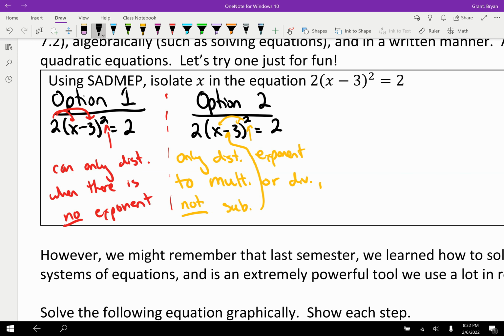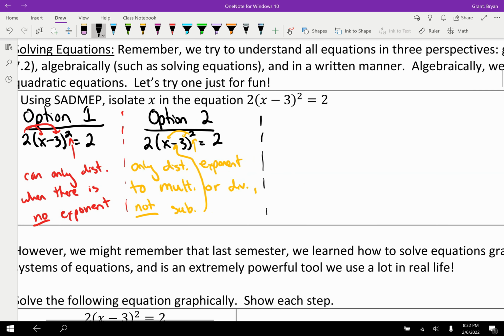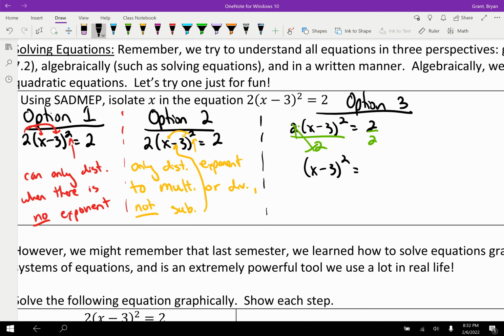Nah, bummer. Well, then we get to the last option I see from students, and it's a great option because it's actually the right option. And so I'm going to take a little bit more space here. Option 3 is they take this 2 times (x minus 3) squared equals 2, and they go through and divide off the 2 because of the multiplication out front. And that's a great step. 2 divided by 2 is 1. We don't need to write that anymore. That leaves us with (x minus 3) squared equals 1 on the right side.